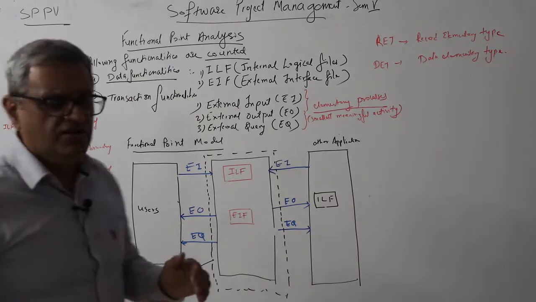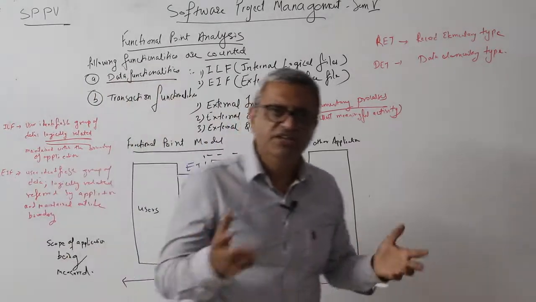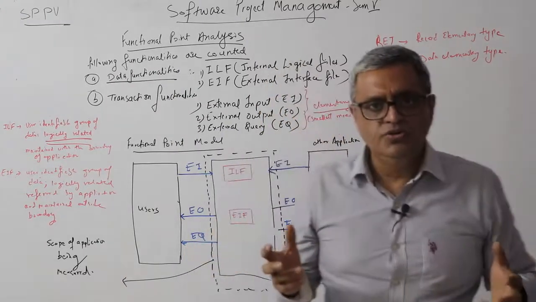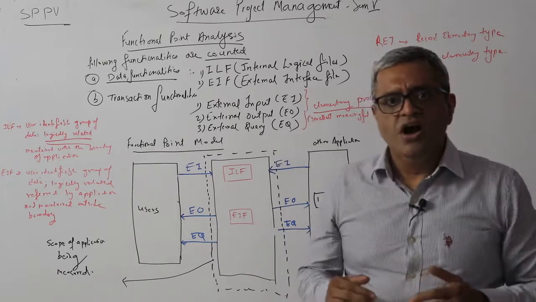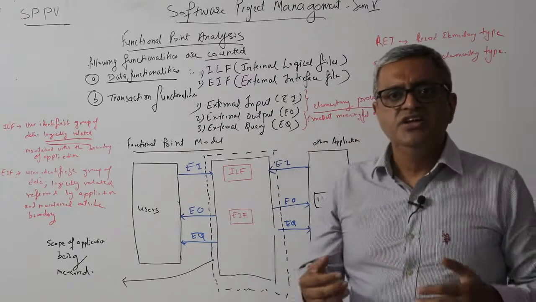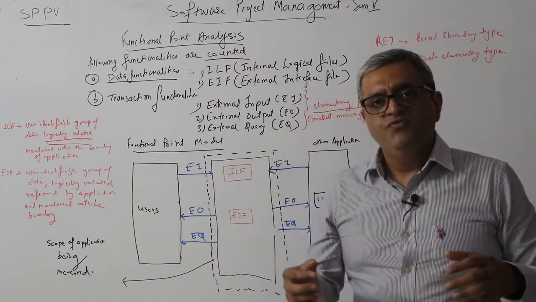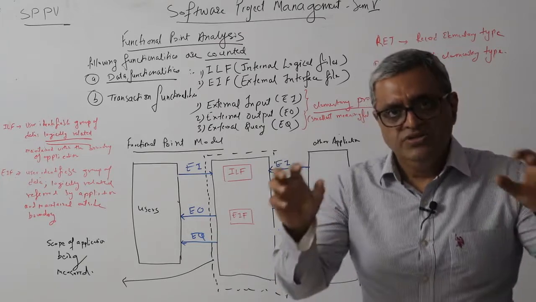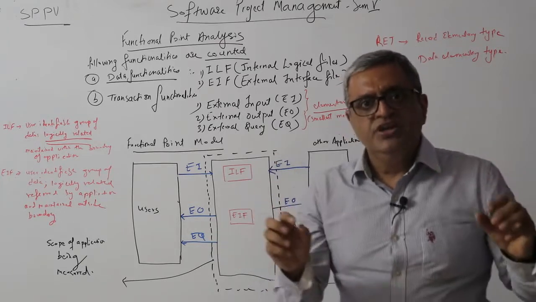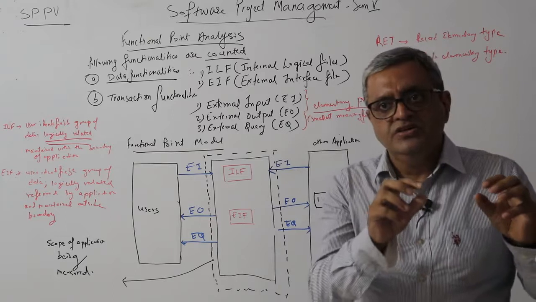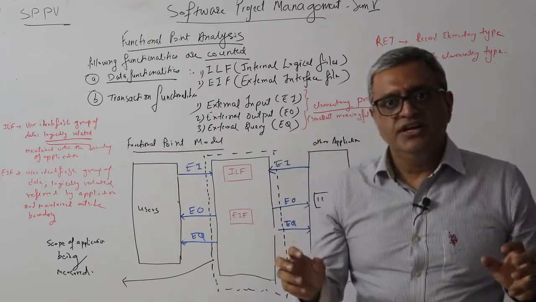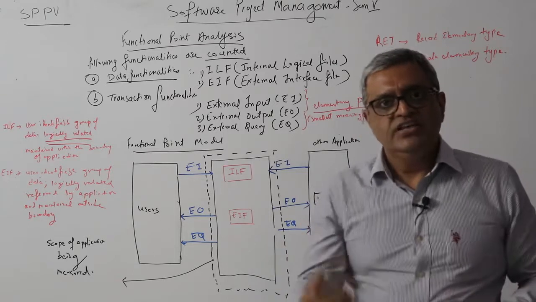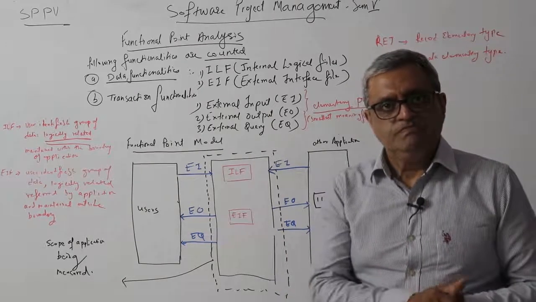These are the 5 functionalities which you need to count. And we will see how those functionalities need to be counted, and what the different tables or parameters are that need to be gauged before counting these functionalities. So we will see that immediately.